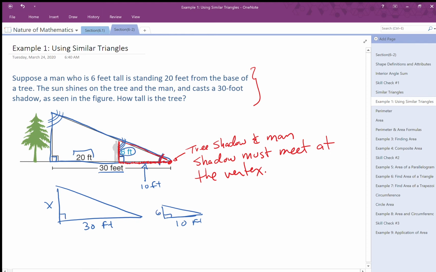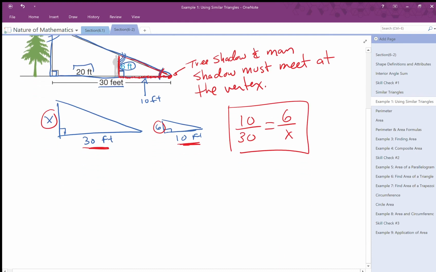So now we can write a proportion, and we have to use the corresponding parts of the triangle. So if the base of the little triangle is 10, and I put that over the base of the large triangle, which is 30, I can set that equal to the height of the little triangle, which is 6, over the height of the large triangle, which is x. And now we can cross multiply and solve the cross product. We get 10x equals 6 times 30, which is 180. x is 18. That means that the tree is 18 feet tall.